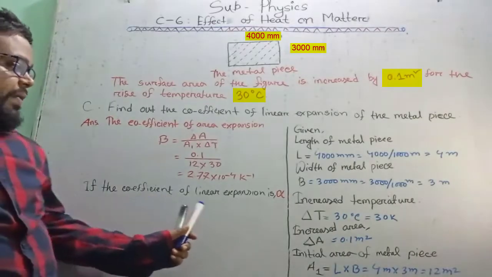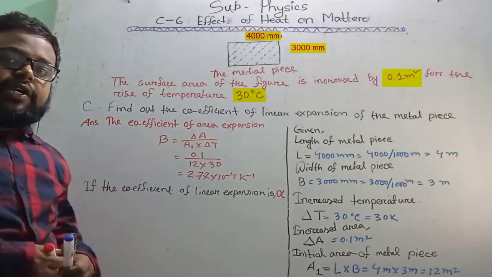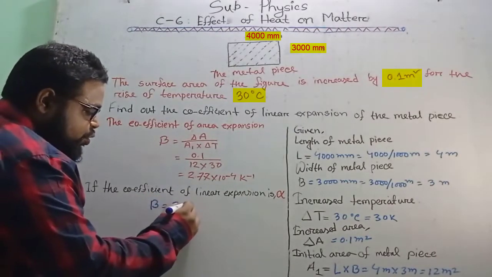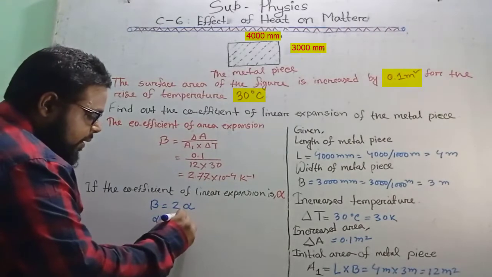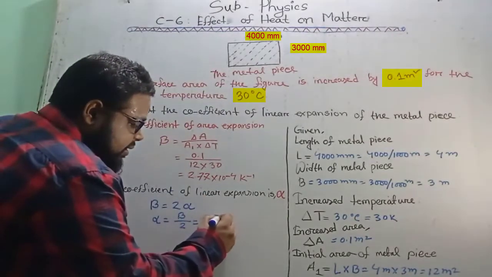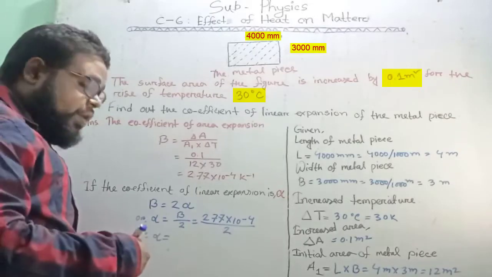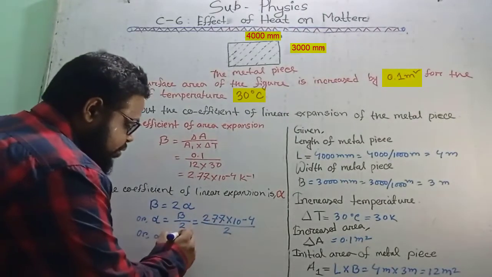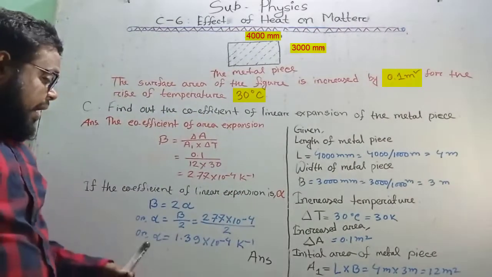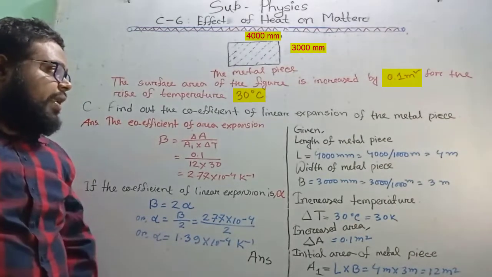If the coefficient of linear expansion is alpha, we know the relation between the coefficient of linear expansion and the coefficient of area expansion. The relation is beta equals 2 alpha. So alpha equals beta divided by 2. So put the value of beta, 2.77 into 10 to the power minus 4, divided by 2. So we will get the coefficient of linear expansion alpha equals 1.39 into 10 to the power minus 4 per Kelvin. Student, here you can see that alpha equals 1.39 into 10 to the power minus 4 per Kelvin of the metallic piece.